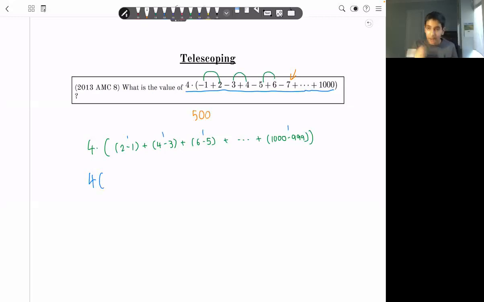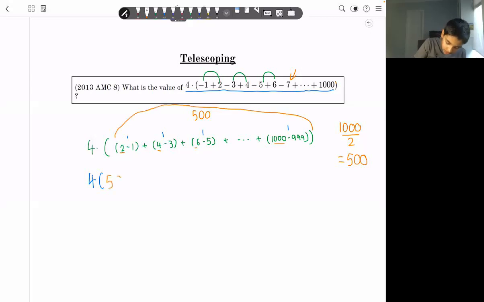The reason that there are 500 terms in this is because we have all the even numbers, 2, 4, 6, 8, till 1,000. So it just comes to 1,000 divided by 2. It's 500. So we have 500 of these terms because we have 1,000 total terms, and we grouped it into pairs of 2. So 500 ones, and this is just 2,000. Any questions?